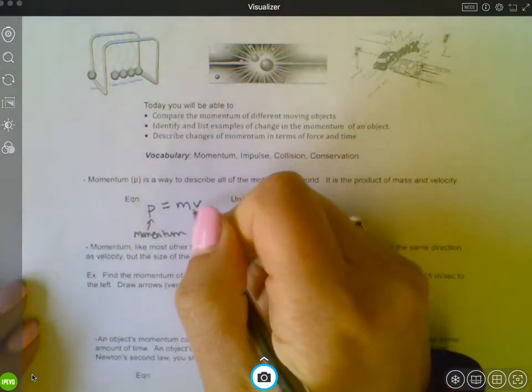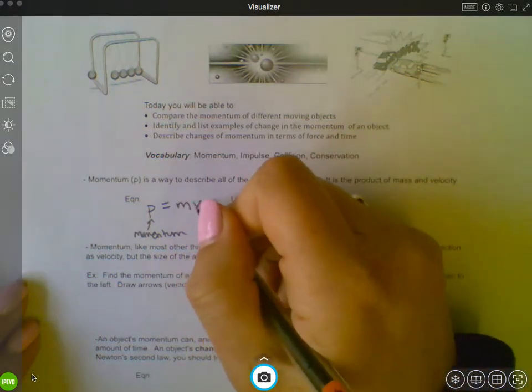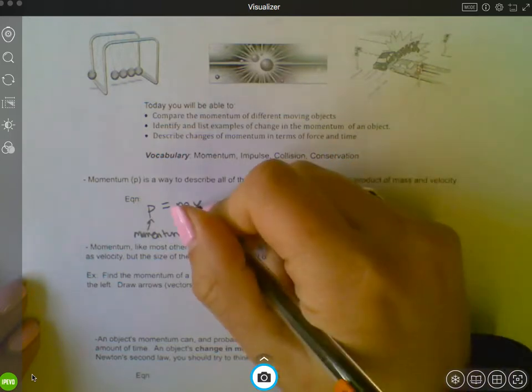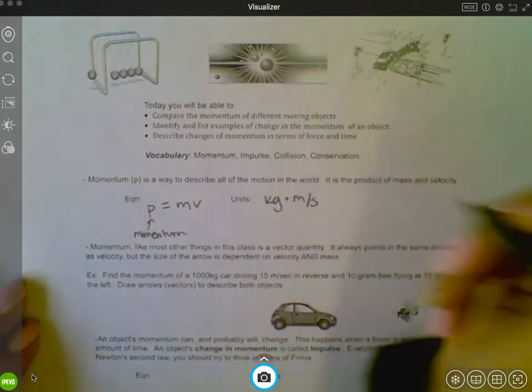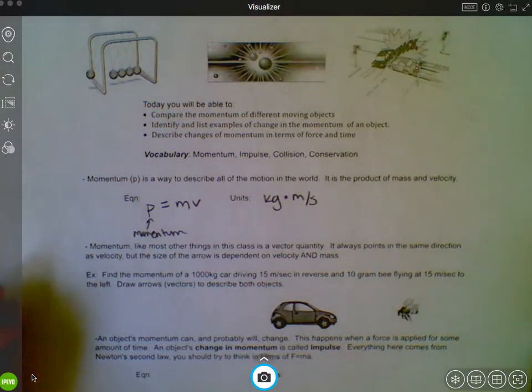M is mass, V is velocity. The units are just like they look: mass units are kilograms times velocity units, which is meters per second. So the units for momentum are kilogram meters per second.